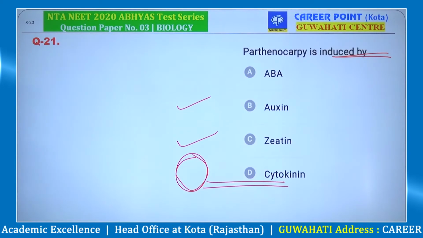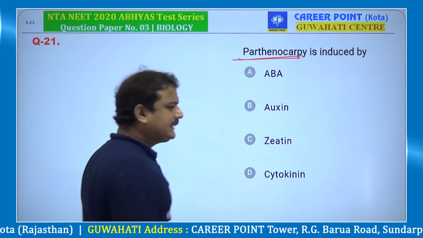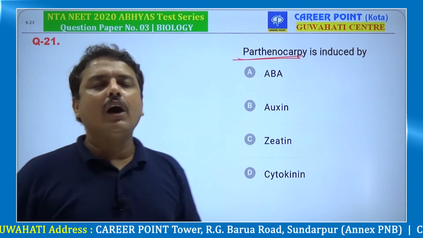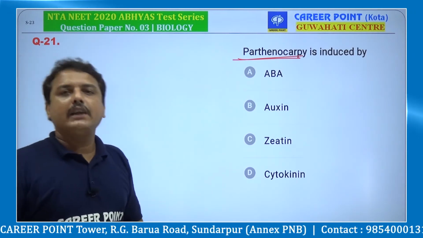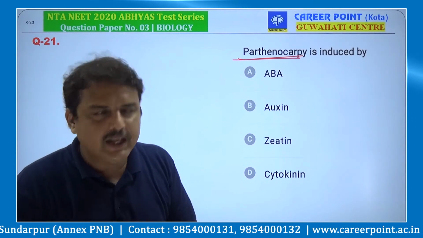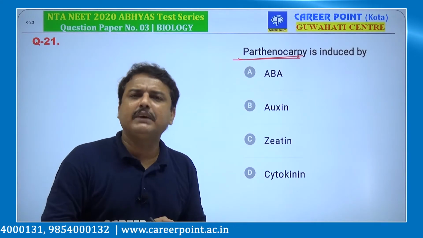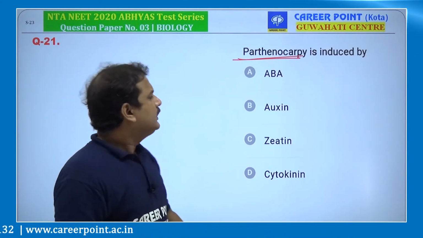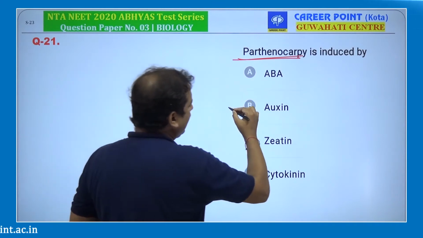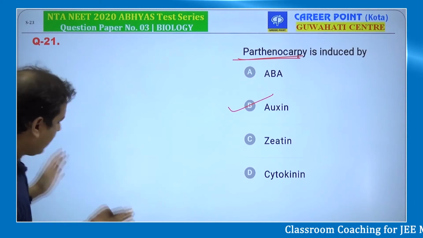Next question. Parthenocarpy. What is parthenocarpy? Parthenocarpy means development of fruits without fertilization. So without fertilization, the fruit is developed, that is parthenocarpy, and there are several parthenocarpic fruits. The most common examples are banana, pineapple, etc. This is induced by the hormone called auxin. Auxin hormone induces parthenocarpy.